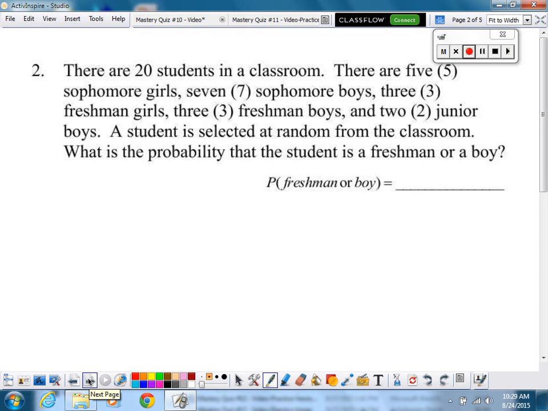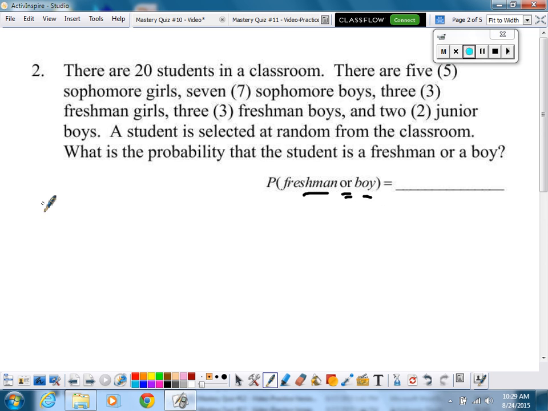Question number 2. There are 20 students in the classroom. 5 sophomore girls, 7 sophomore boys, 3 freshman girls, 3 freshman boys, 2 junior boys. A student is going to be selected at random from the class. Just one student. What's the chances that that student will be a freshman or a boy?